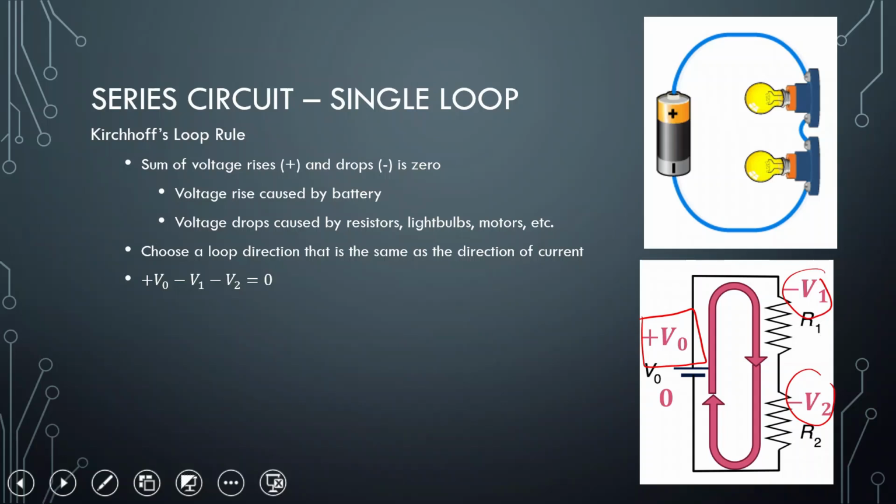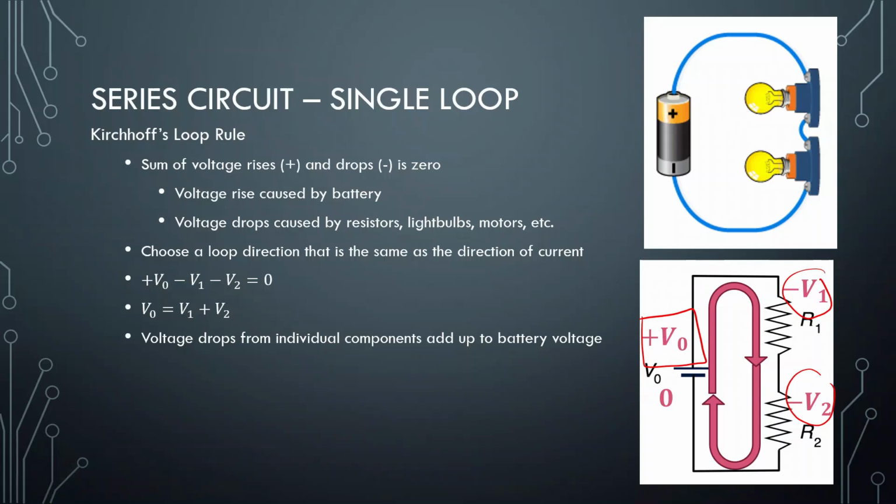So we could write an equation that says our voltage rise plus our voltage drops, and our voltage drops are negative because they're causing a loss of energy, has to add up to 0. So what this tells me is that V0 is equal to V1 plus V2. So this tells me that the voltage drop from my individual components will add up to the voltage of the battery. You have to make sure that you read it like this.